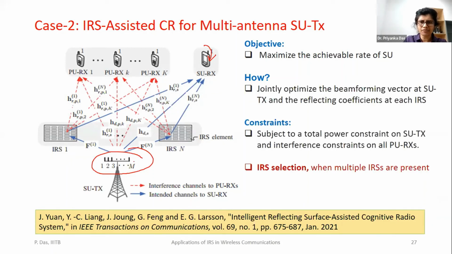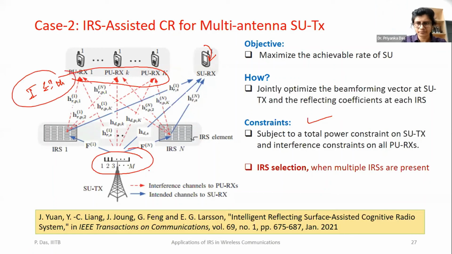Subject to the constraints: beamforming has a power constraint, and the IRS has modulus of beta equal to 1. So they have two constraints, and also you have an interference constraint due to the cognitive radio setup. You cannot exceed your interference to the primary receivers. Your interference I should be less than a threshold I_TH for all the primary receivers. This is an additional constraint due to CR. People also think of IRS selection, as when you talk about coverage we talk about IRS selection. Here also people think of IRS selection as an extension to this problem.